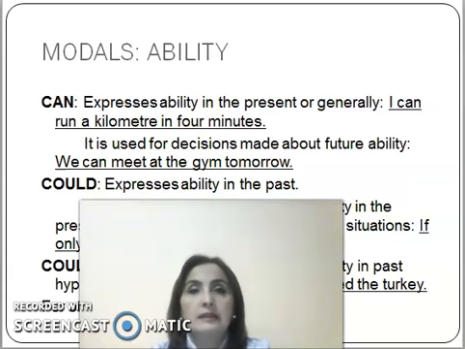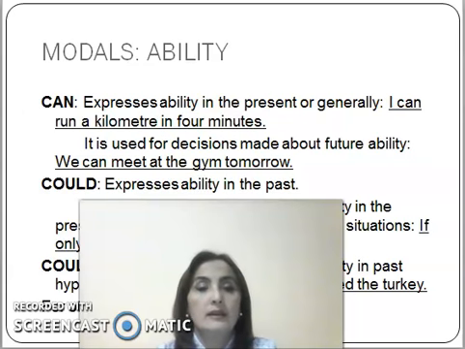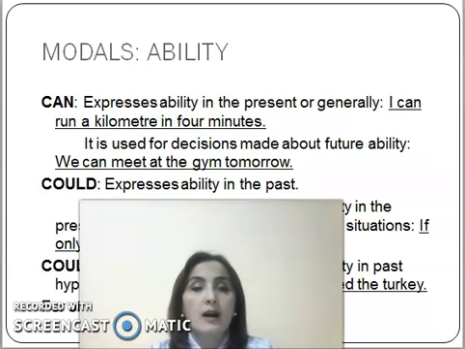Modals of ability. Let's talk about them, dear students. The first one here is "can", because we usually express our ability with the help of the modal verb "can". For example, I can translate these texts from English into Russian, or I can play the piano. As you can see, I'm expressing my ability with this modal verb. It expresses ability in the present or generally: I can run a kilometer in 4 minutes. It is used for decisions made about future ability: we can meet at the gym tomorrow.